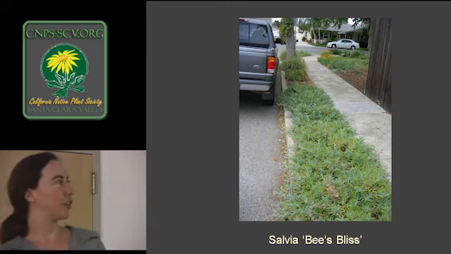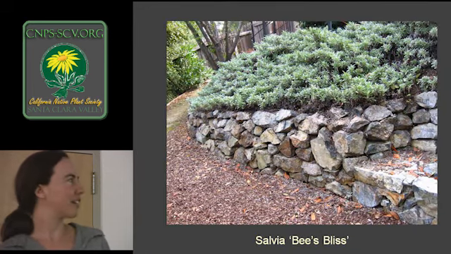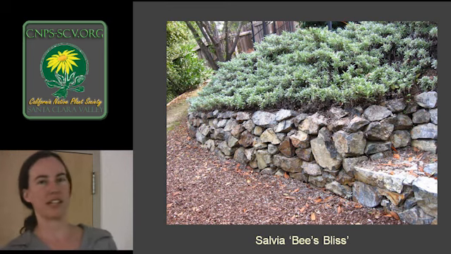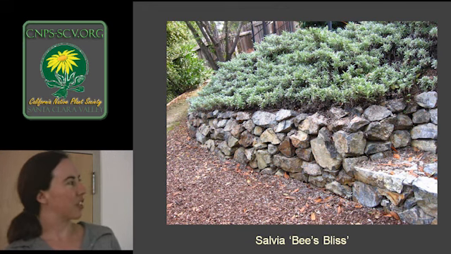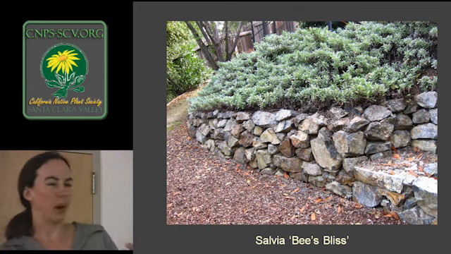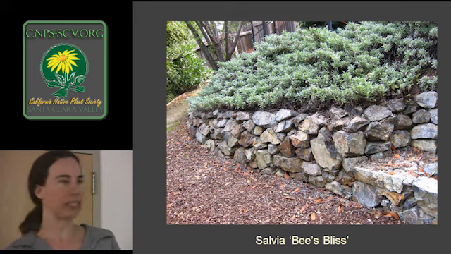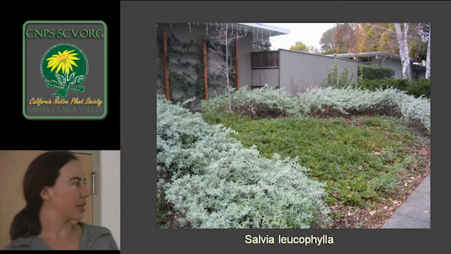And here's another photo of Salvia Bee's Bliss. As you can tell, I kind of like this plant. And I think this is in San Carlos also. Just a really pretty plant. It looks good with stone. It looks good contrasted next to green leaf plants, and excellent for slopes. You're not going to be watering it a lot, so it's not going to cause an issue where this rock wall is going to come tumbling down because there's too much water behind it when you're irrigating. Very excellent plant.